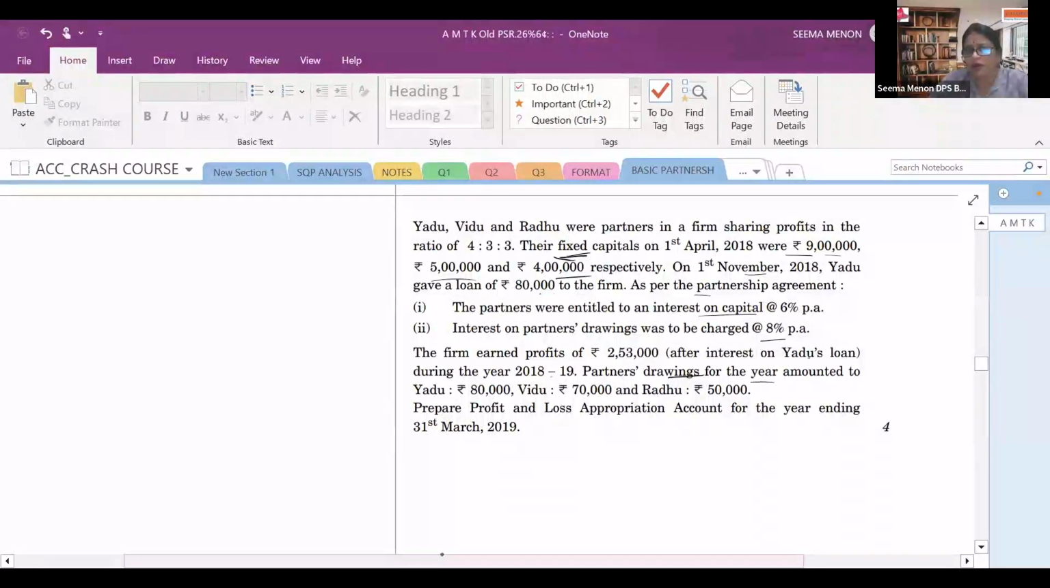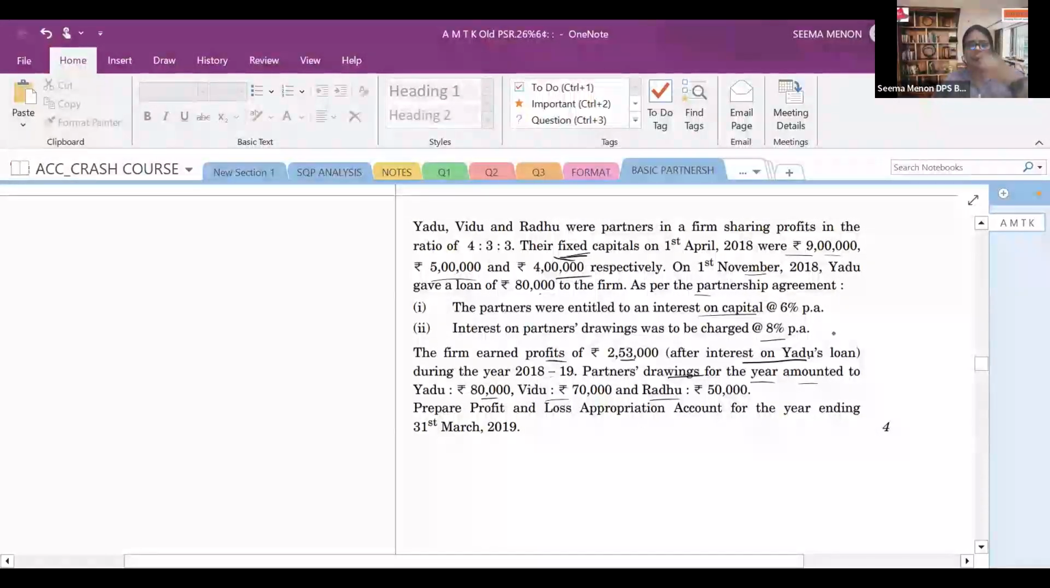2018-19. Partners' drawings for the year amounted to rupees 80,000 for Yadu, 70,000 for Vidu, and 50,000 for Radhu. Prepare the P&L appropriation account for the year ending 31st March 2019. Now you know that interest on loan is a charge against profit. It should be shown in the profit and loss account. And here also it is given, they earned a profit after interest on Yadu's loan.